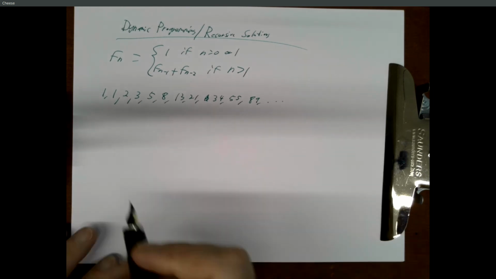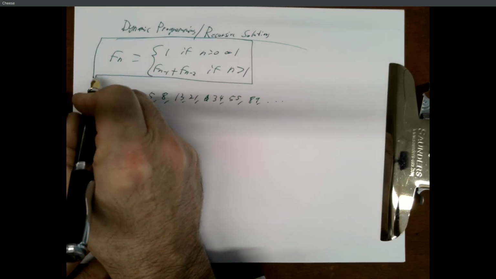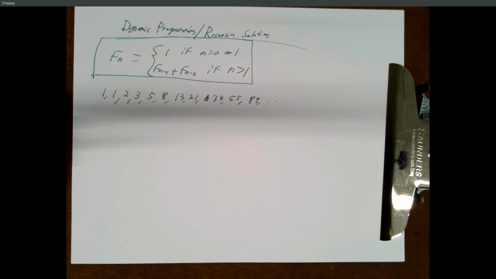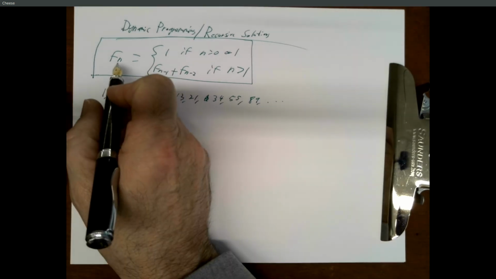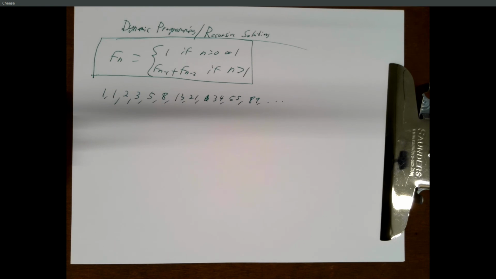But we can use this definition where the nth Fibonacci number is defined in terms of other Fibonacci numbers. We can use that to write a recursive function by basically just saying, to calculate the nth Fibonacci number, calculate the n minus first, the n minus second, and add them together.